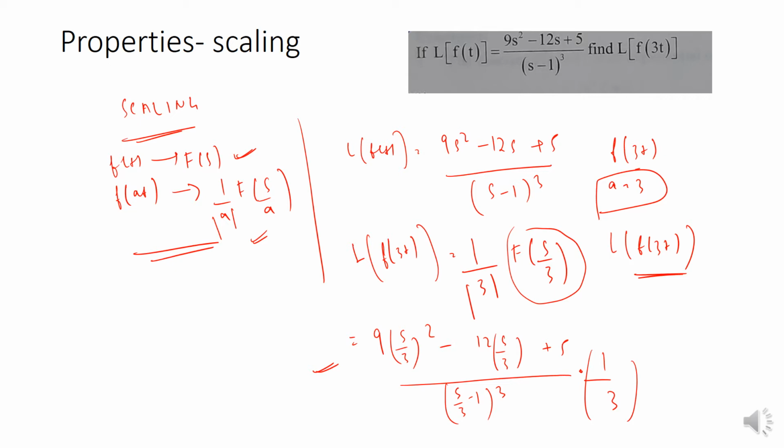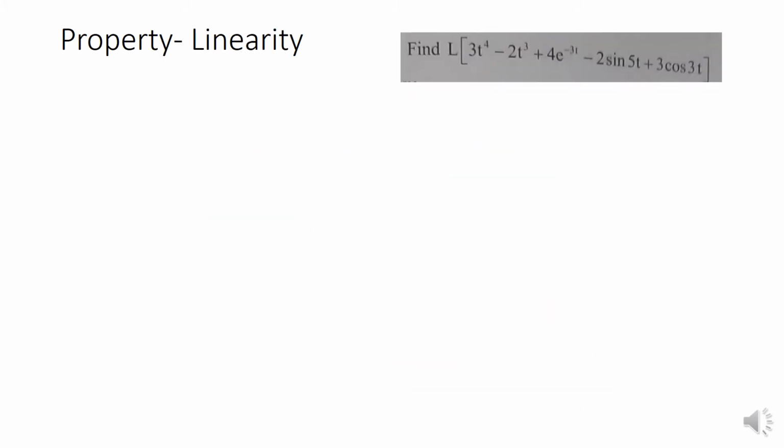If there is f of t, it gets converted to F of s. Then if I have f of at, it will get transformed as 1 by mod a into F of s by a. So here the question is 9s square minus 12s plus 5 by s minus 1 whole cube. So what I have to do? I have to do f of 3t. So what I am doing? So 1 by 3, right? 1 by 3 into, wherever I have s, I can replace it with s by 3. I hope this is understood. This is the first property, scaling.